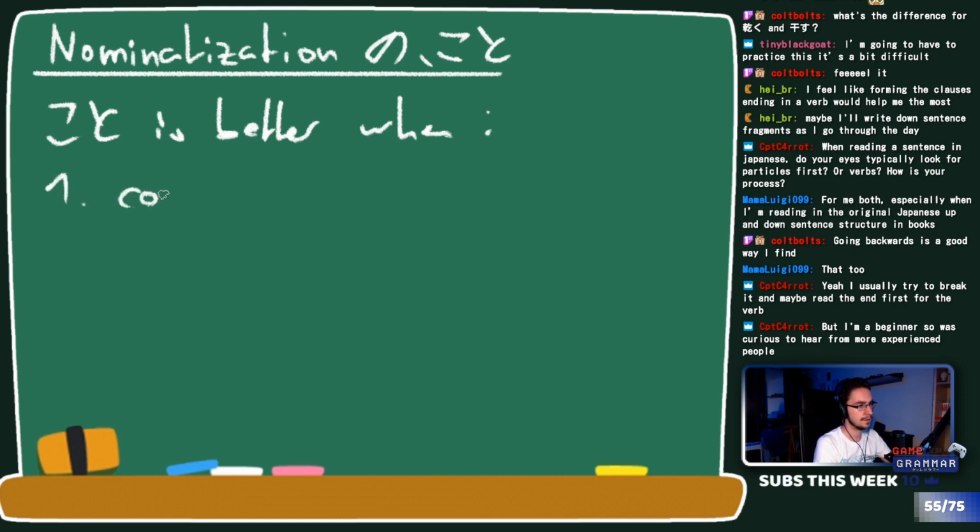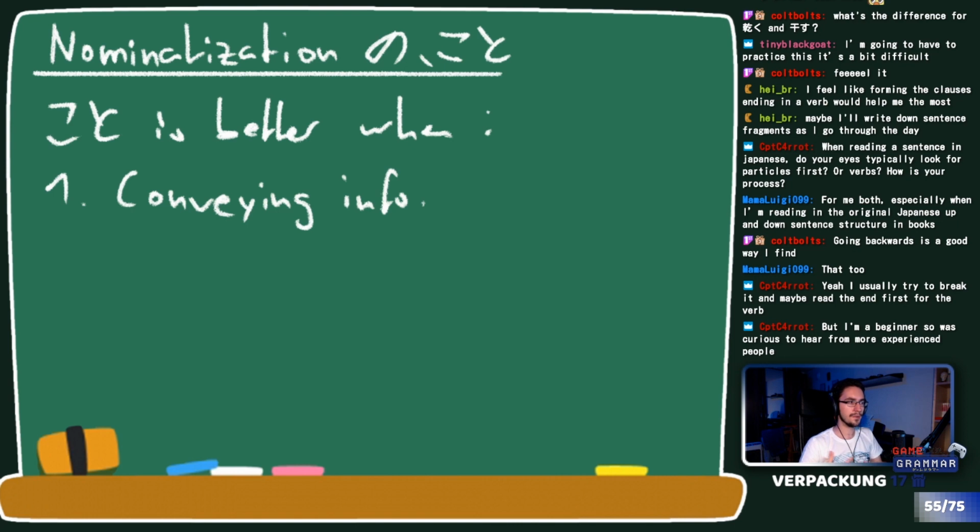I don't know why, but I feel it looks better when I capitalize it. Conveying information. When you convey information, this includes verbs such as hanasu or tsutaeru, right? You're conveying some sort of information, even like yakusoku suru, to promise something, because it's also sort of like an exchange of information. Hanasu especially, right?